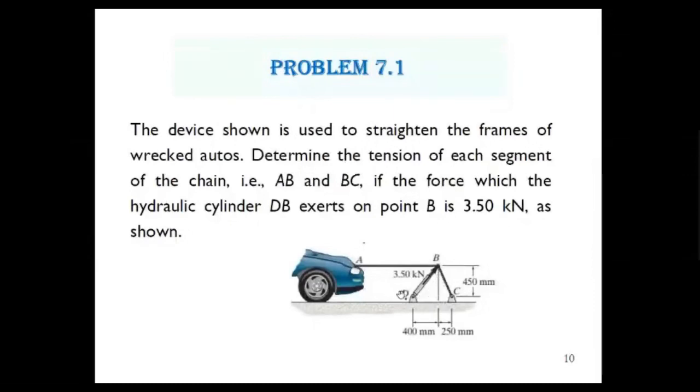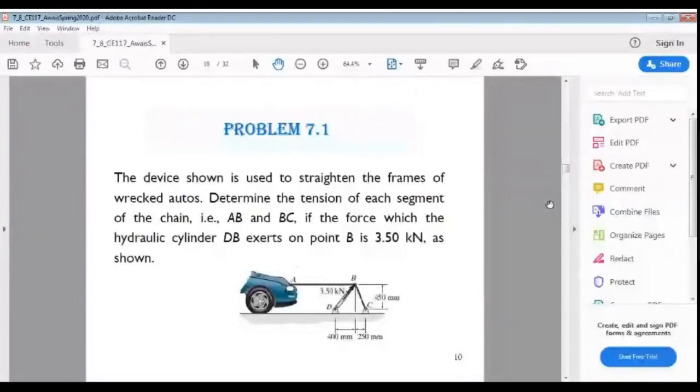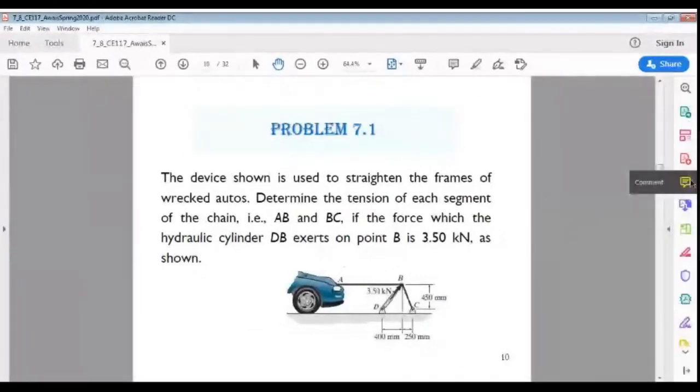So there is a system which is used to straighten the frames of wrecked autos. We are required to find the forces in the chain AB and the chain BC, and it is also given that the hydraulic cylinder is exerting a force of 3.5 kilonewton at point B. And in the previous lecture I told you that when the arrowheads of the two forces are pointing away from each other in a member, then we can say that the member is in tension.